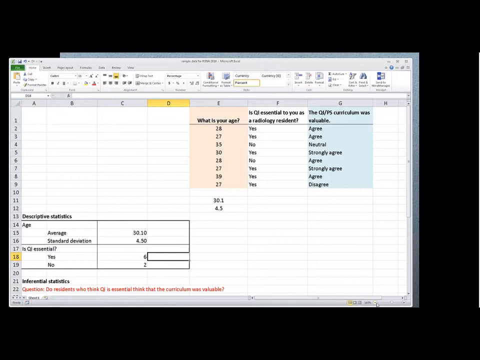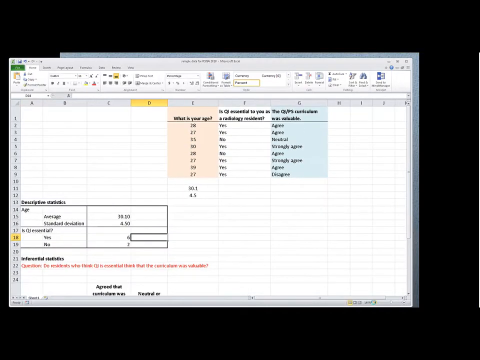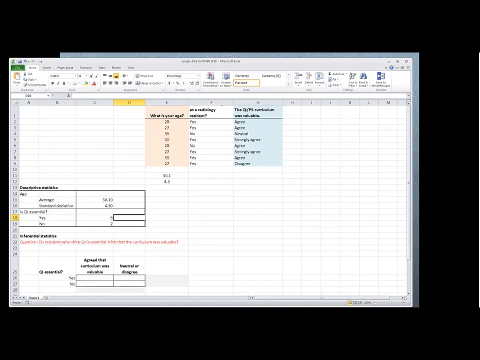I'm now going to move to inferential statistics and then, again, make my screen slightly smaller and hope for the best that you can see this. So my first question for comparison is, do residents who think QI is essential think that the curriculum was valuable? I'm going to simplify this and essentially transform this variable, which was an ordinal variable, into something that's categorical. I'm going to say that everybody that agreed or strongly agreed is in one group, and everybody that was neutral, disagree, or strongly disagree is in another group.